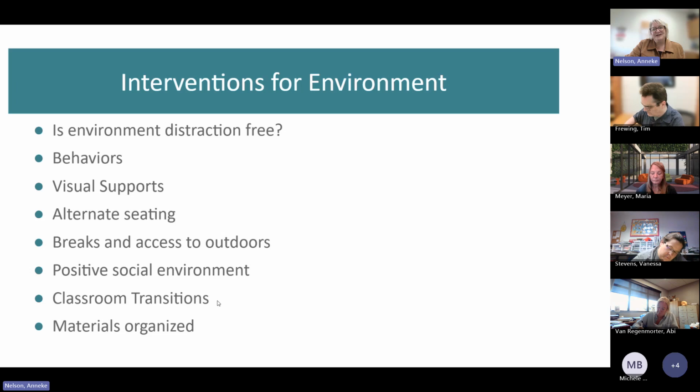How are our classroom transitions going? Are they smooth, or are they taking minutes out of our instruction time? Do students know what to expect, or are they feeling like they're unsure, and it just takes longer to get everything started? And again, how our materials are organized kind of goes along with that transition. How smooth are things happening within our environment?